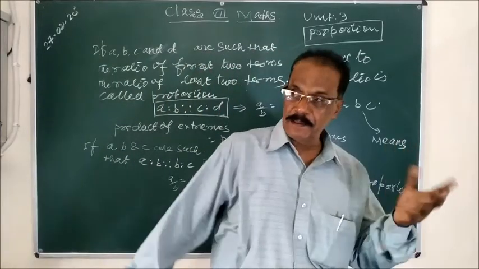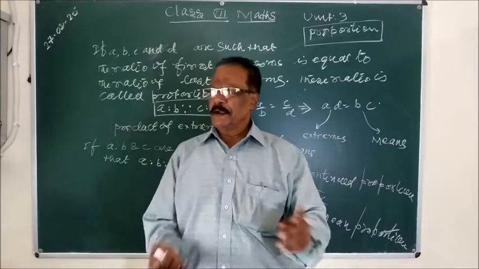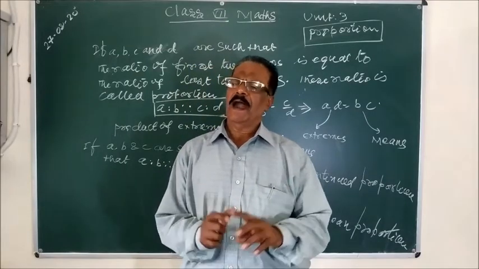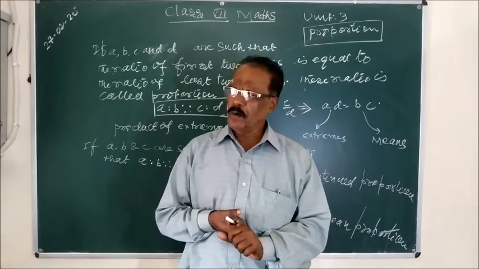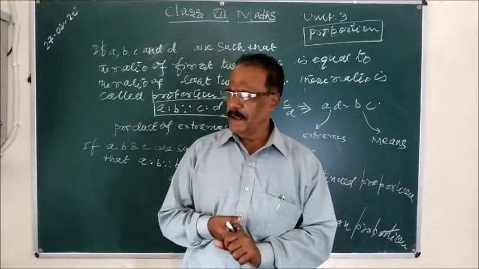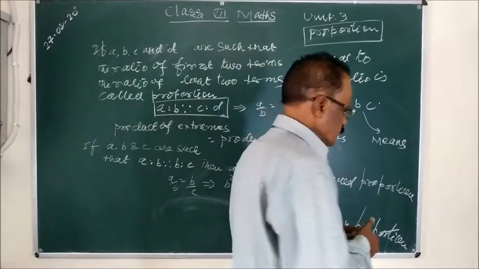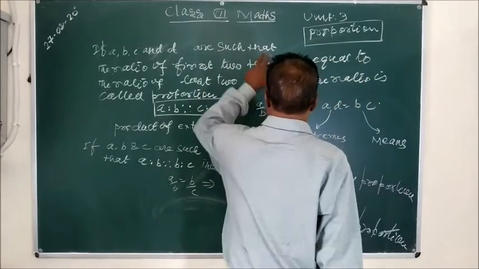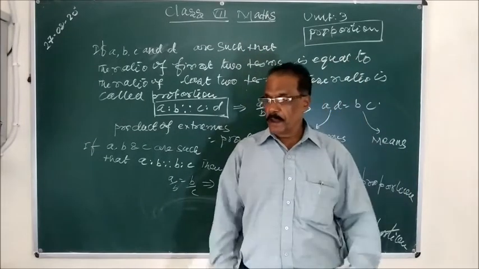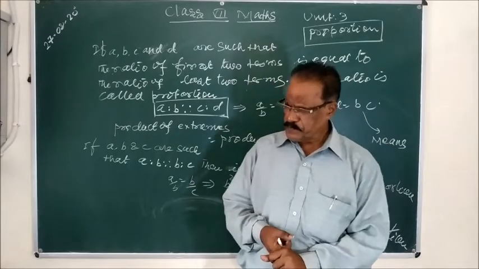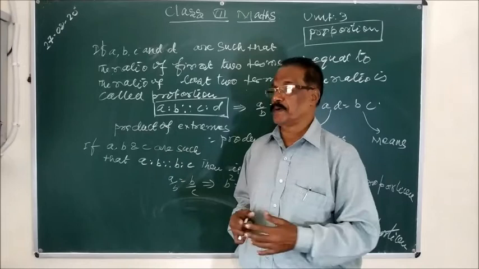Chapter Commercial Mathematics, Unit 3. In Unit 3, we have to learn ratio, proportion and unitary method. So today I have already explained about the ratio, and today we will see what is proportion.